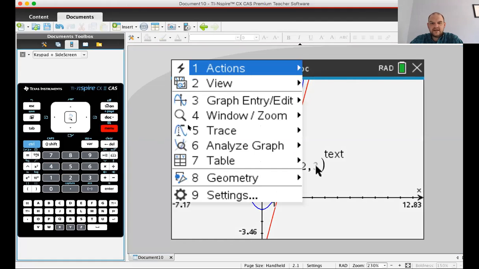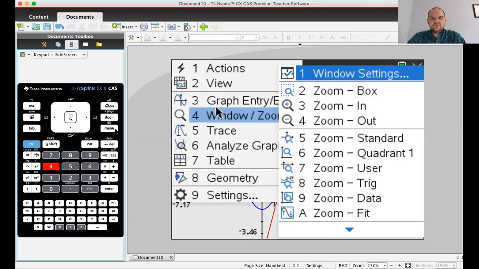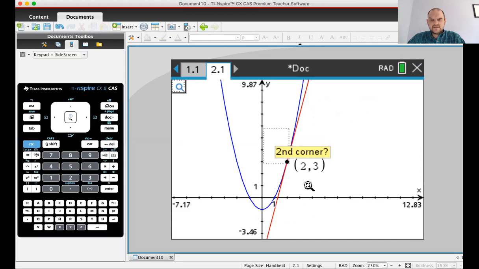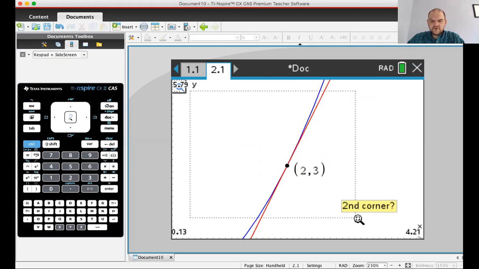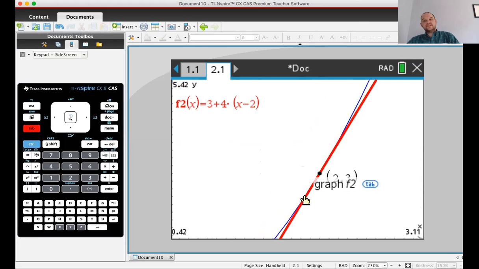But let's zoom box. So that's menu, whoa, God, I don't know what I did there. Menu 4 and option 2. So I'm going to zoom box around this because I'm trying to prove a point. Look at that. When you are really close to the point of tangency, the function and the tangent line are almost entirely indistinguishable.